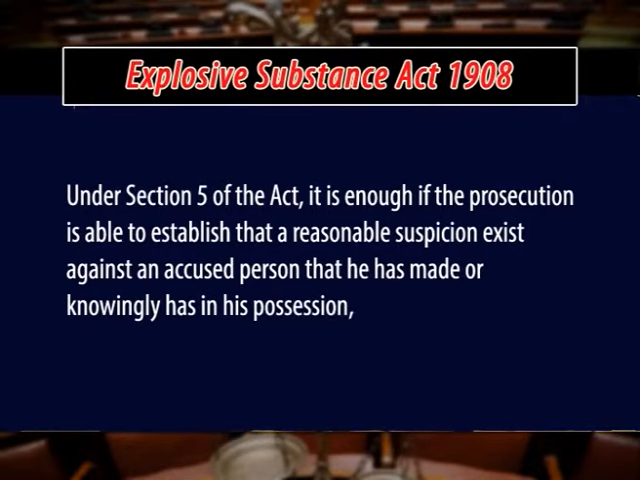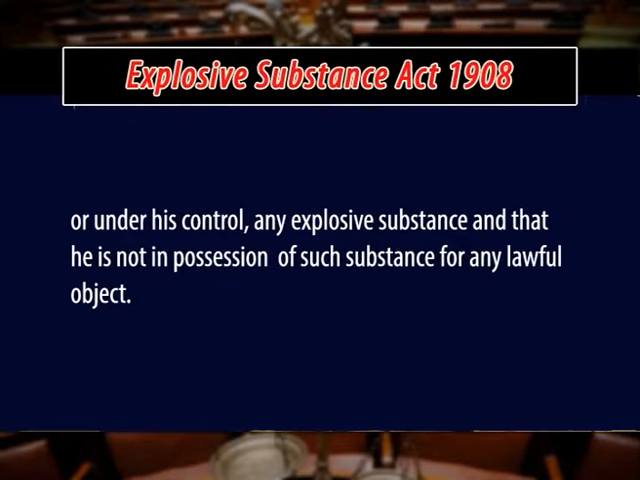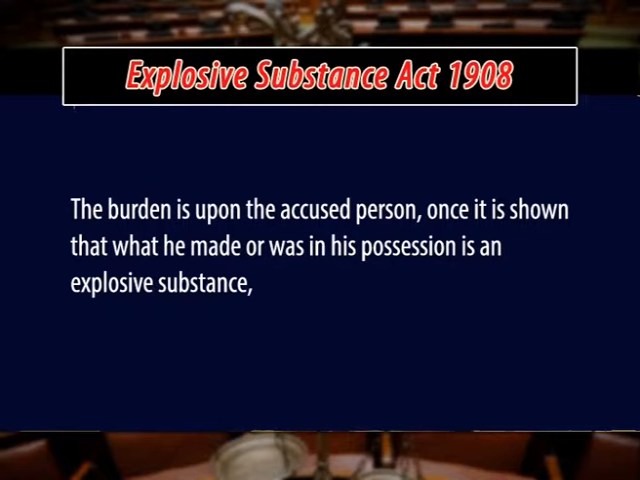Under section 5 of the Act, it is enough if the prosecution is able to establish that a reasonable suspicion exists against an accused person, that he has made or knowingly has in his possession or under his control any explosive substance, and that he is not in possession of such substance for any lawful object. The burden is upon the accused person, once it is shown that what he made or was in his possession is an explosive substance, to establish that he made it or had in his possession for a purpose which is lawful. Therefore, to attract the section, it must first be shown by the prosecution that what was recovered from such accused persons was an explosive substance.